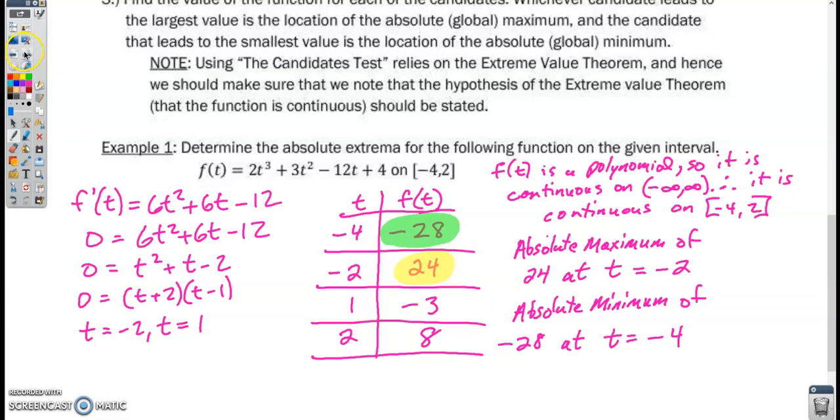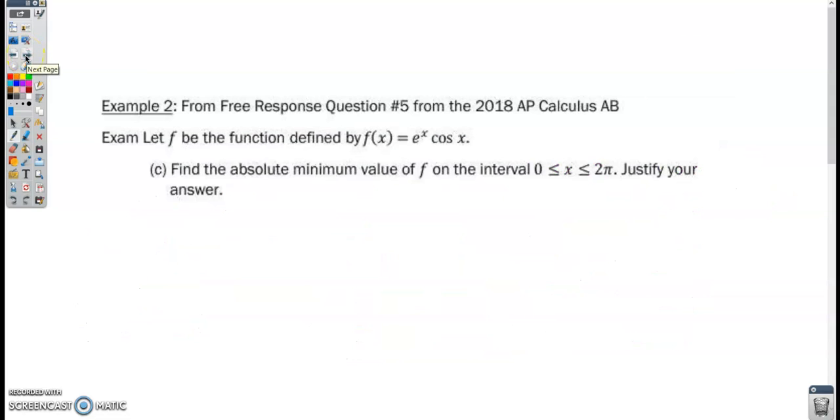Let's go ahead and we'll do one more example, example 2. This is from free response question number 5 from the 2018 AP Calculus exam. Since it's number 5, that means that this was a non-calculator question. We're supposed to find the absolute minimum value of the function f on the interval from 0 to 2 pi and justify our answer. First of all, f of x is equal to e to the x cosine of x.